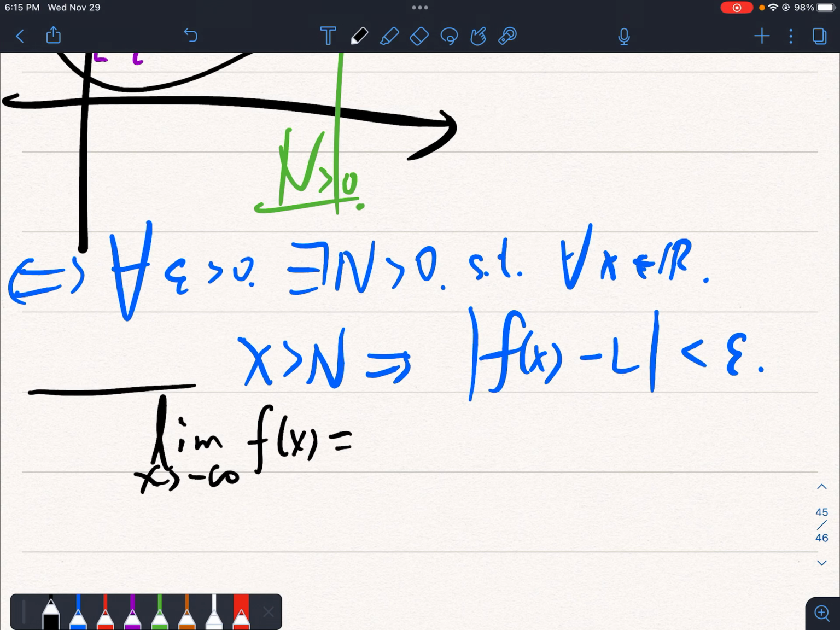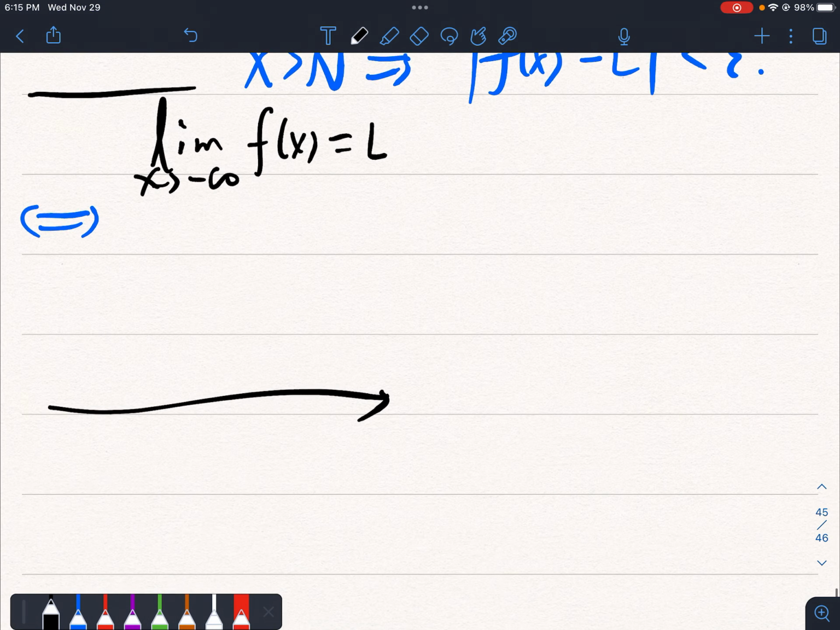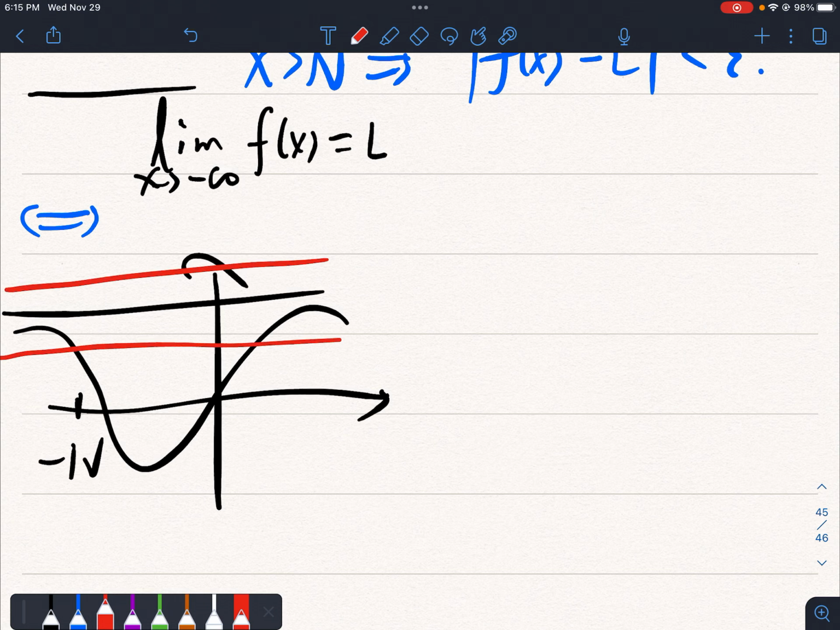And similarly, we can define the limit as x approaches negative infinity of f of x equals L. Then this means, for every epsilon bigger than 0, we can find some n bigger than 0, such that for all x less than negative n. Here n is also positive, but we choose negative n to be the point. So when x is less than negative n, then all the values will be within this interval.